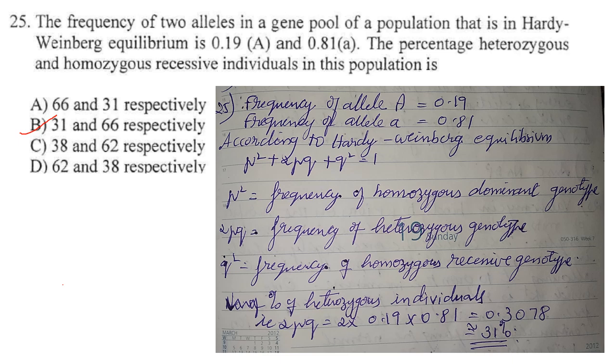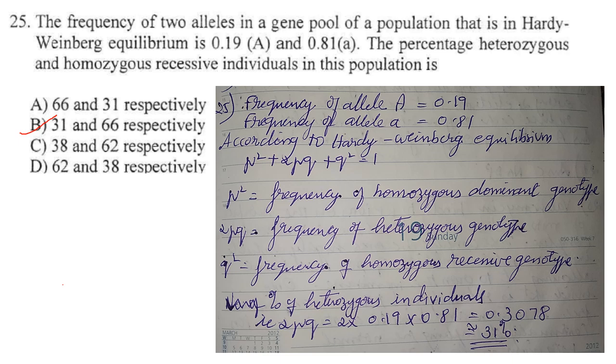Then next one. The frequency of two alleles in a gene pool of a population that is in Hardy-Weinberg equilibrium is 0.19 and 0.81. The percentage of heterozygous and homozygous recessive individuals in this population is. So frequency of allele A is 0.19, frequency of allele small a is 0.81.